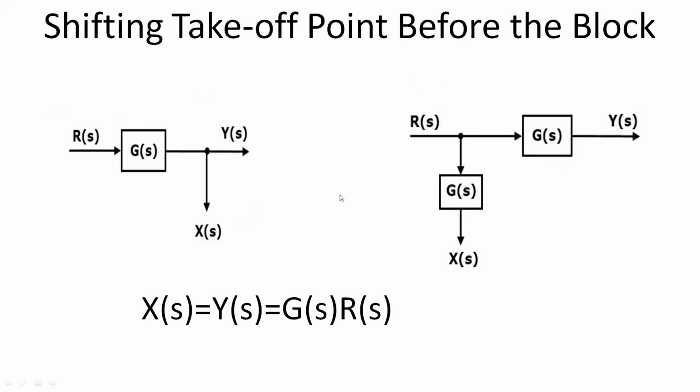Then shifting the takeoff point before the block. Now here, the takeoff point is after the block, which has X of S is equal to Y of S, that is equal to G of S into R of S. Now, if we shift the takeoff point before the block, the output Y of S will be the same, but there is a difference in X of S value. So in order to get the same X of S value, we require one more block G of S, which is having an input R of S and output is X of S. Okay, thus the block diagram is shown like this.